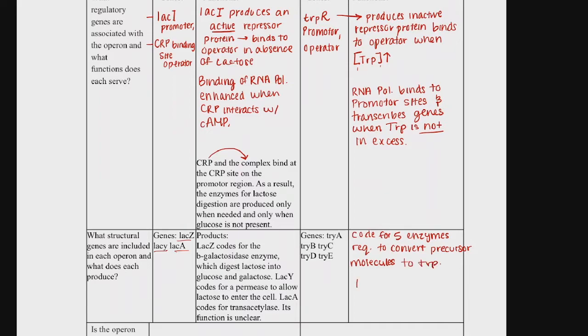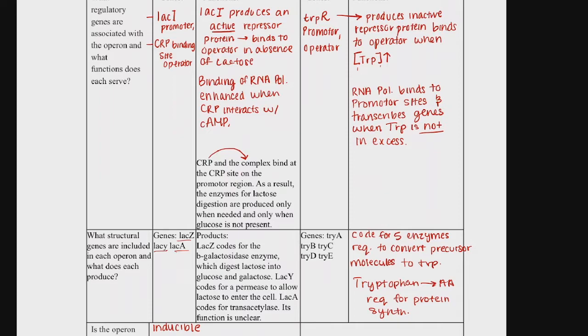And just a reminder, tryptophan is an amino acid required for protein synthesis. Awesome. And then, is the operon inducible or repressible? The lac operon is inducible.